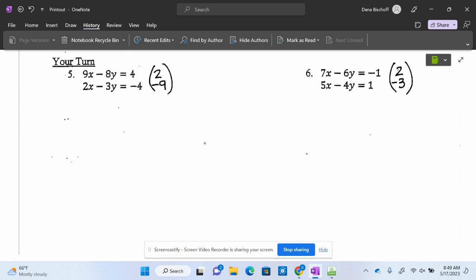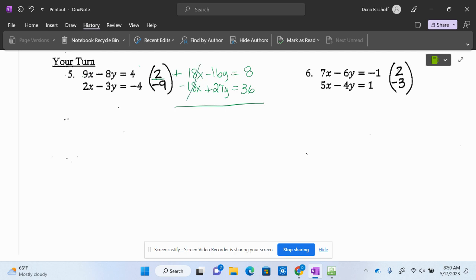So this first equation is going to get multiplied by 2. 2 times 9 is 18, so I have 18x. 2 times negative 8 is negative 16y. 2 times 4 equals 8. Negative 9 times 2 is negative 18x. Negative 9 times negative 3 is positive 27y. Negative 9 times negative 4 equals 36. I'm doing number 5, where it says your turn. I'm going to add these together.